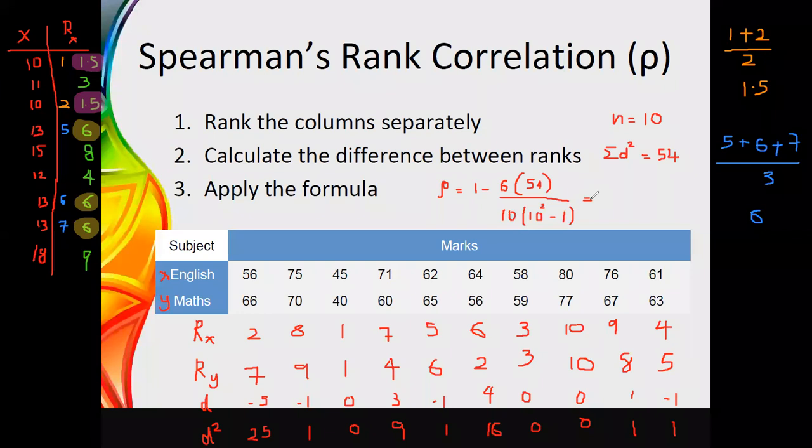So using this method, you can simply calculate the values for the Spearman rank coefficient. According to this, the value is 0.6727. Therefore, this is how we use Spearman rank correlation when there are no ties.